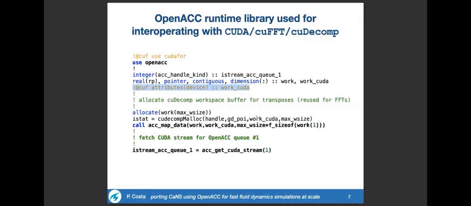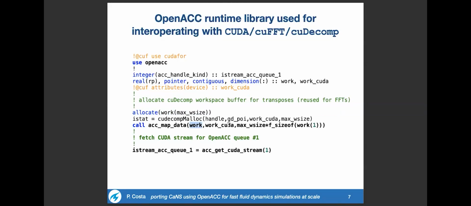And then to interoperate with OpenACC, I allocate the host array work. And then instead of using directives to move the data, I use from the runtime API acc_map_data, which tells the compiler, look, the corresponding device array associated with work has already been allocated, and it is this work CUDA array. So that really allows for really swift interoperability.